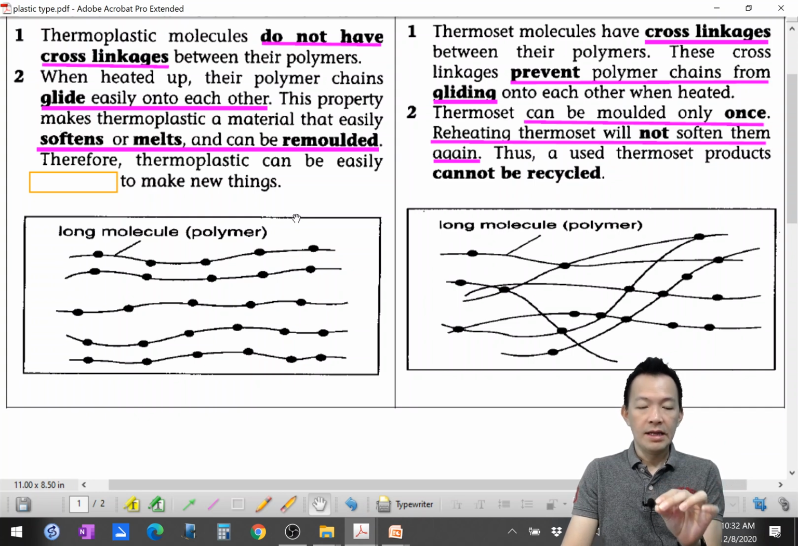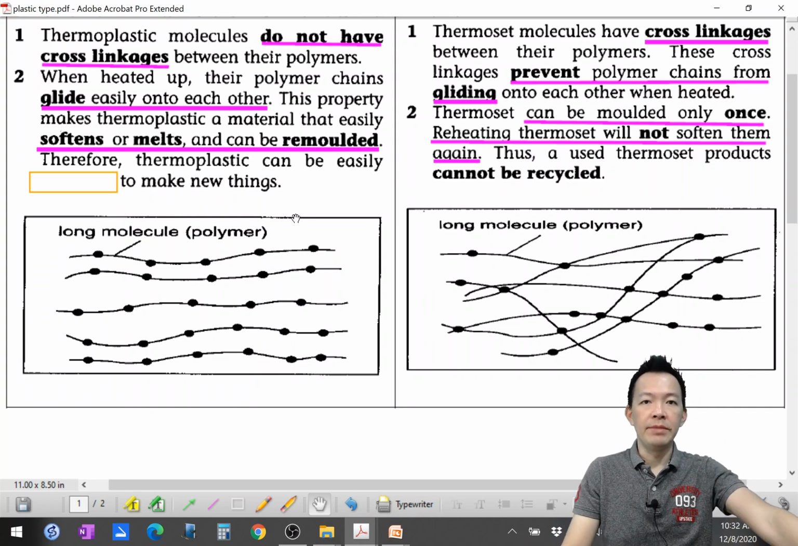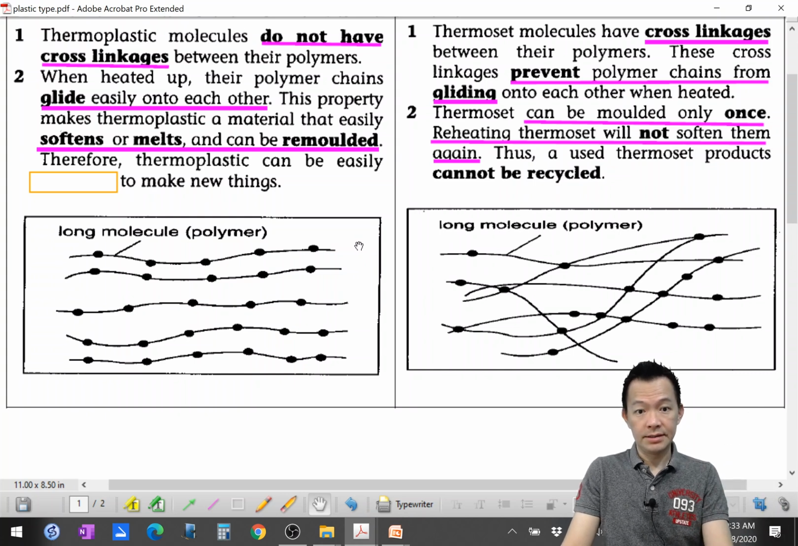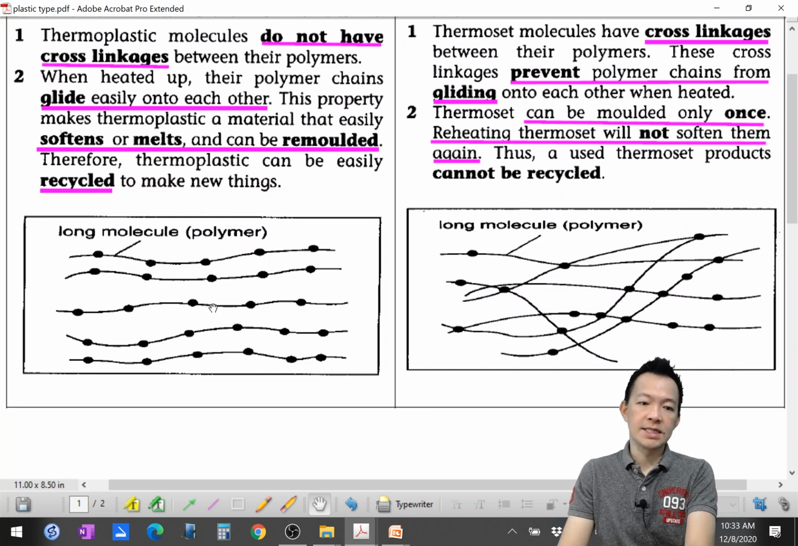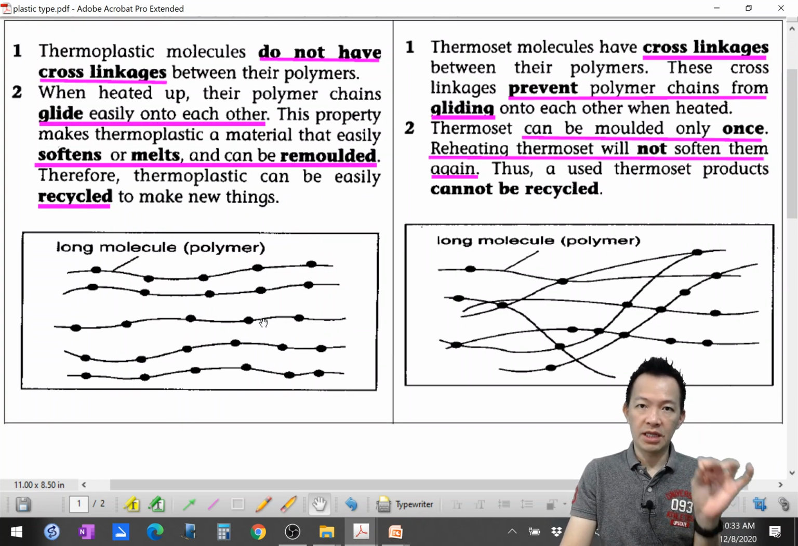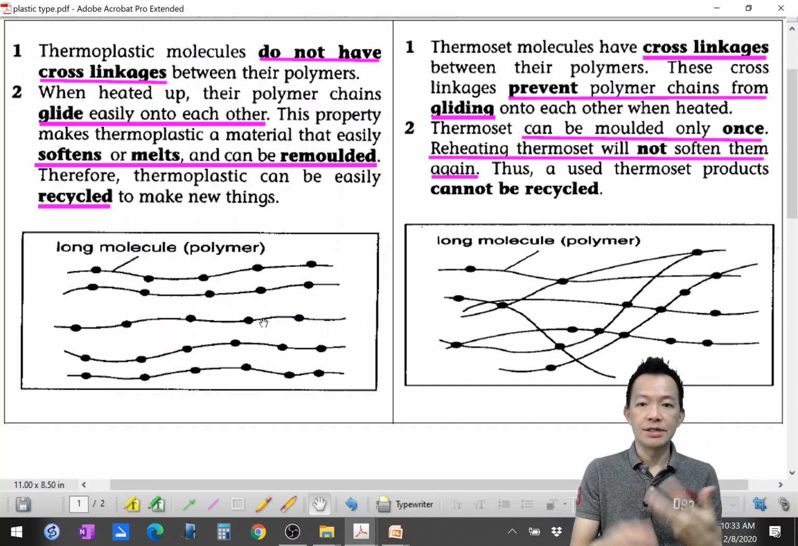So these properties make the thermoplastic a material that easily softens, melts, and can be reshaped. Okay, so that's why when you heat them, they will become soft immediately. 它马上变软 or they melt, 它马上溶掉, or they can be reshaped, or they can be recycled 啦，造成它可以 recycle. Okay, so therefore thermoplastic can be easily recycled to make new things. So thermoplastic normally will be cheaper, 它会比较便宜 because they are recyclable.